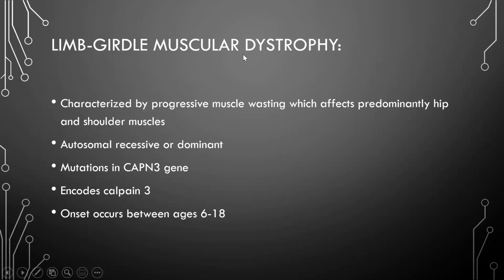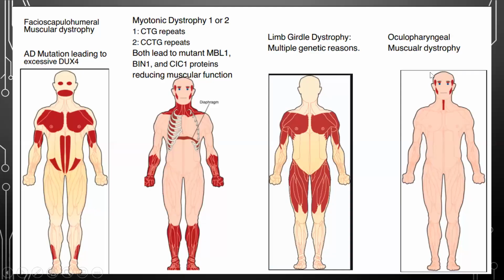Limb-girdle muscular dystrophy. So you have the progressive muscle wasting, autosomal recessive and/or dominant, the CAPN3 gene, and this occurs between 16 and 18. I'll go ahead and go to the next summary slide for this. Just know that they're going to have an unstable pelvic girdle as well as pectoral girdle.